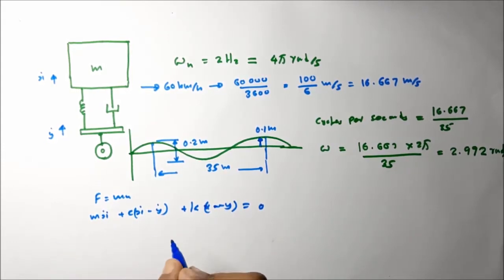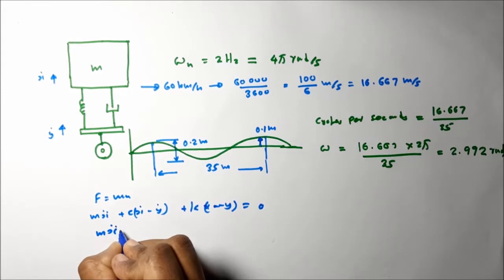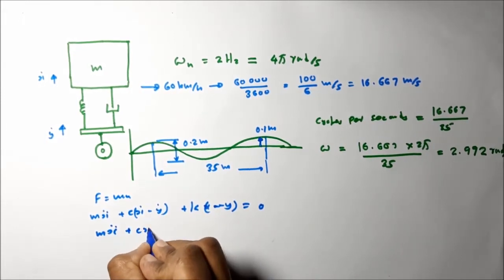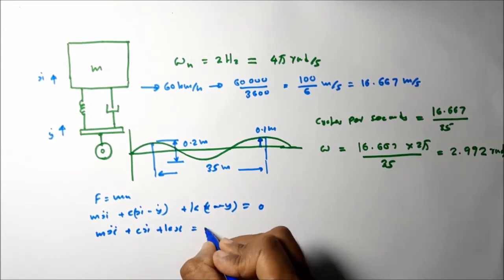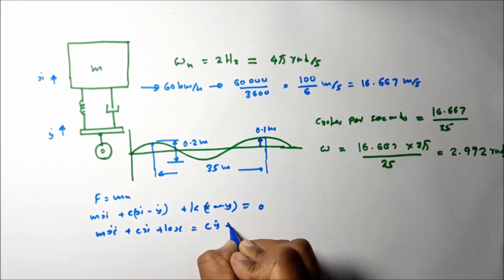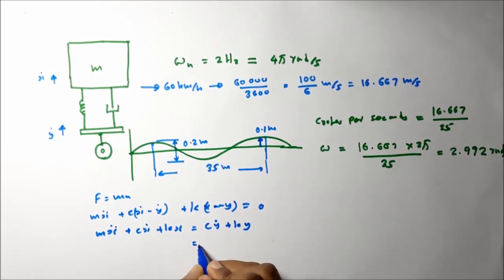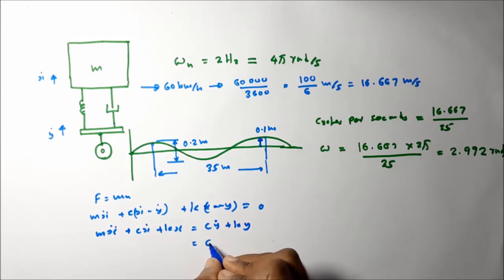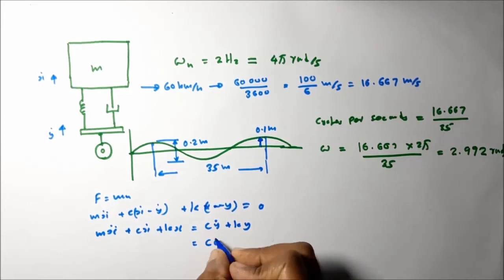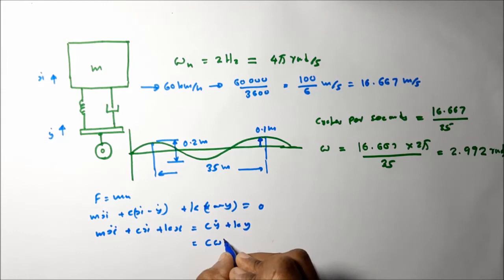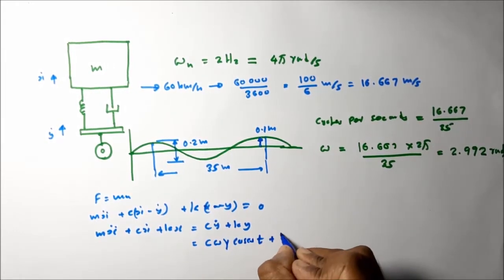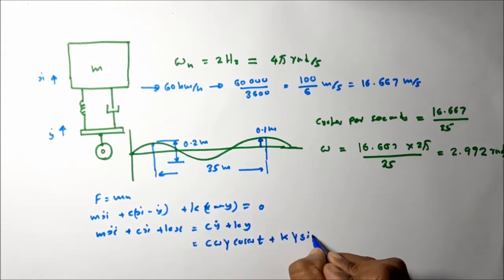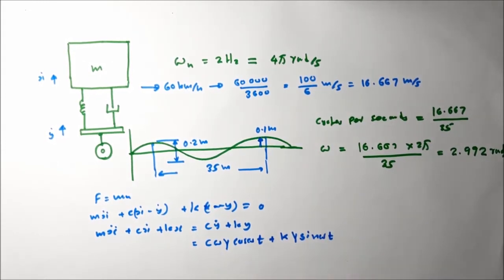Then we can rearrange this equation as m x double dot plus c x dot plus k x, which is equal to c y dot plus k y. The right hand side is equal to c omega Y cos omega t plus k Y sin omega t.